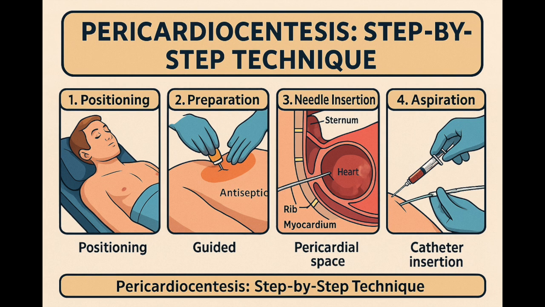Pericardiocentesis is highly effective when performed correctly, but it carries risks such as pneumothorax, ventricular puncture, arrhythmias, and injury to the coronary vessels. For this reason, training, preparation, and careful execution are essential, especially in resource-limited settings where ultrasound or surgical backup may not always be available. This structured, step-by-step approach ensures that pericardiocentesis is performed safely and efficiently during cardiac tamponade emergencies.